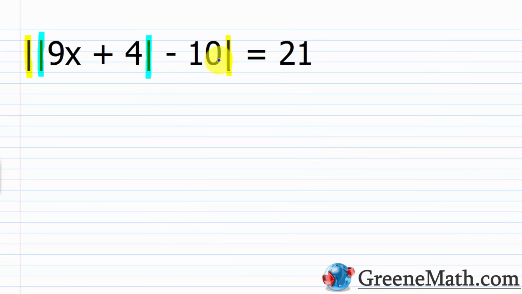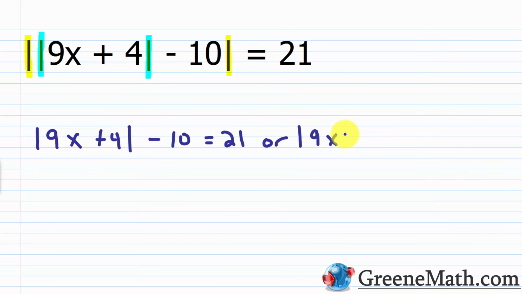So what we're going to do is set up an OR with this one. So we're going to drop those absolute value bars. That would give me the absolute value of 9x plus 4, and then minus 10, and I'm going to say this is equal to 21. Then I'm going to do my OR. So now I'm going to have the absolute value of 9x plus 4, again, minus 10, and now it's going to be equal to negative 21, okay? So it's the same thought process as what we used in the previous lessons, but we're going to have to do this basically twice. So it's just extra work.